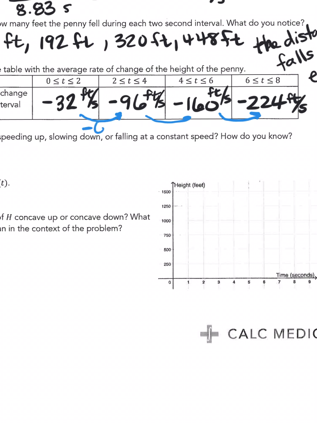So negative 64. All right, how about between negative 96 and negative 160? You seeing something here? And what about between negative 160 and negative 224? Down by another 64. What do you notice about this? This is what we call the second difference. We did the first difference, and now we're doing the second difference.